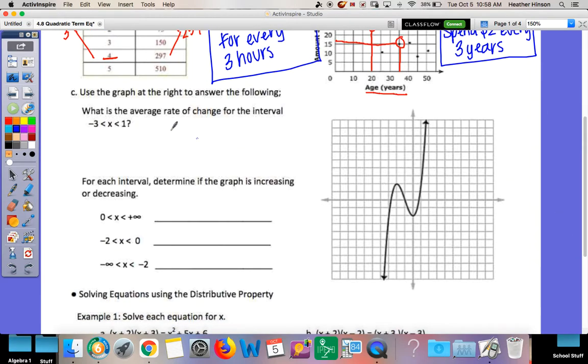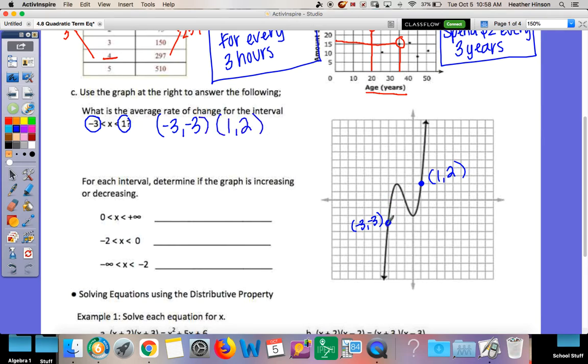Okay, use the graph at the right to find the following. What's the average rate of change on this interval? So we want to start at negative 3. We want to stop at 1. That's my start and stop. So if I go to negative 3, that one is hitting at negative 3, negative 3. And I'm going to stop at 1. So go over 1, follow that up. That is 1, 2. So I've got negative 3, negative 3, and 1, 2.